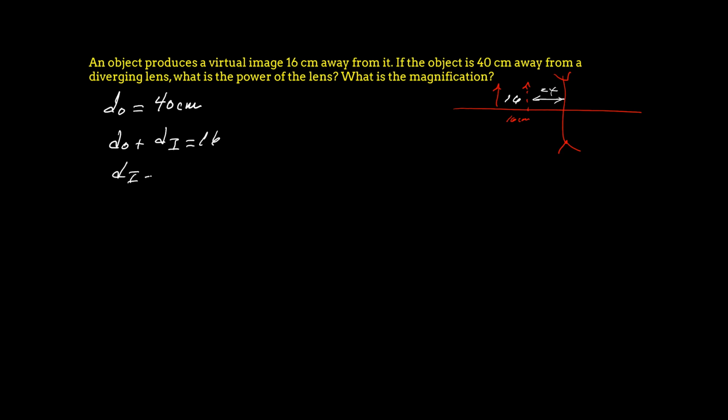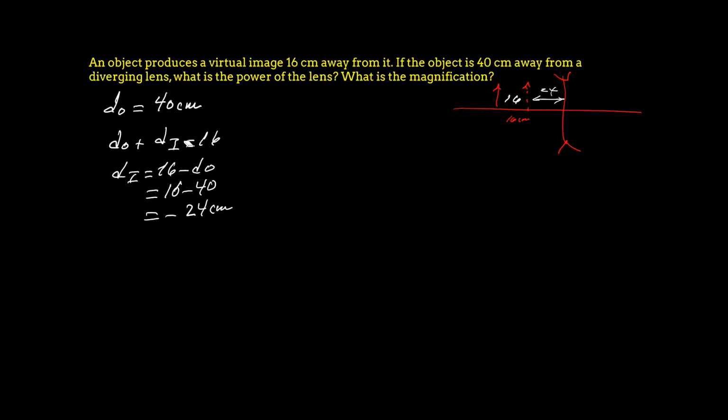So D_I is 16 minus D_O, or 16 minus 40, or negative 24 centimeters. And again, we already know ahead of time that D_I is going to be negative. So that's how we write the relation between them. Or you could just look at it and say, okay, here's 16, here's 24, so automatically D_I is negative 24. Or if you want to do it mathematically properly, there it is right there.